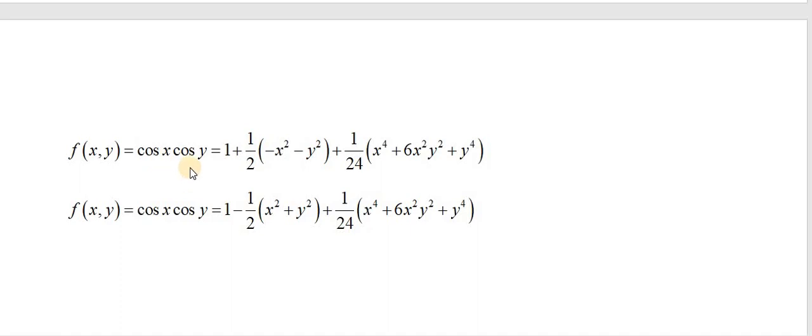Now substitute all values because we get so many zeros. That's why after substituting all the values, we are going to get this as Maclaurin's expansion. Here we have minus sign. That's why I am taking minus as common. This is the final value of Maclaurin's expansion of cos x cos y.